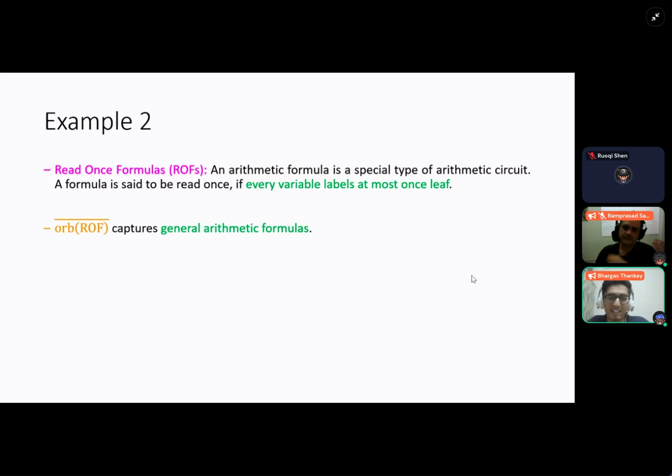The second example is of read-once formulas. So an arithmetic formula is just a special type of arithmetic circuit, and a formula is said to be read once if every variable labels at most one of the leaves in the formula. Now, it is known that the orbit closure of read-once formulas captures general arithmetic formulas.